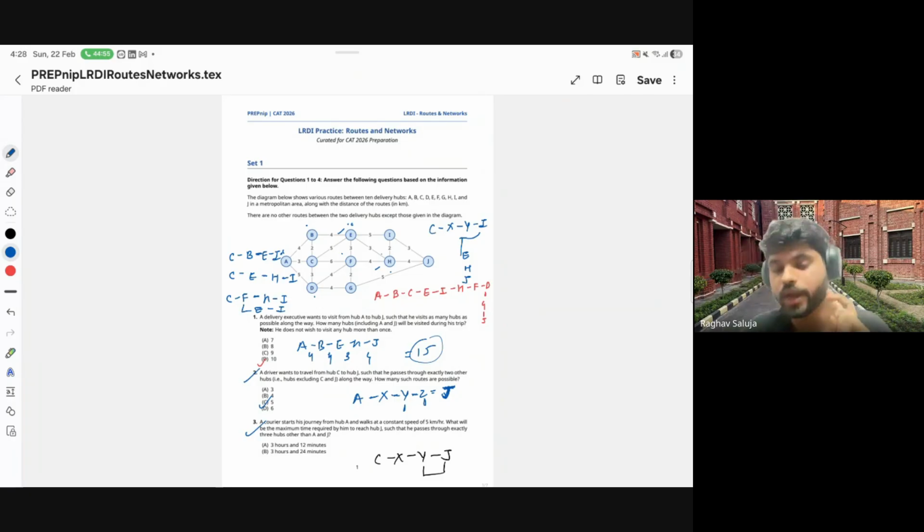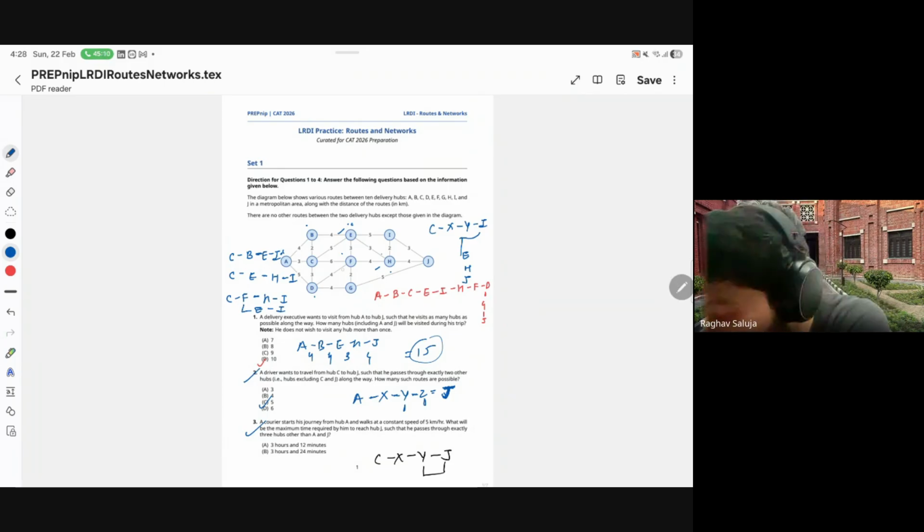Now, from these 4, you have to find the shortest path. So just calculate the distance. The distance for C, B, E and I: C to B is 2. B to E is 4. And E to I is 5. This gives you 11. So its distance came out to be 11. Okay?